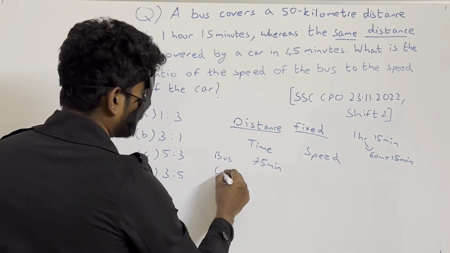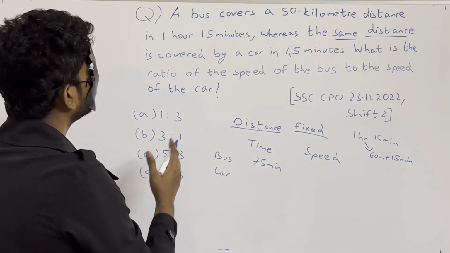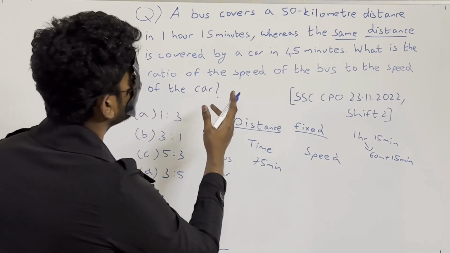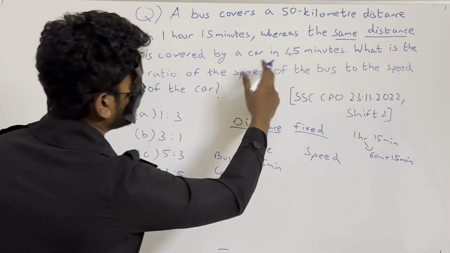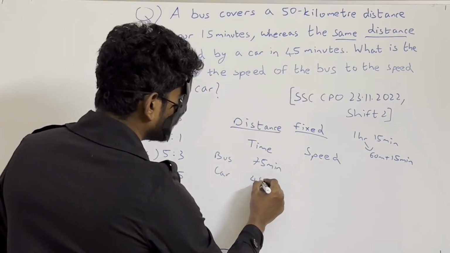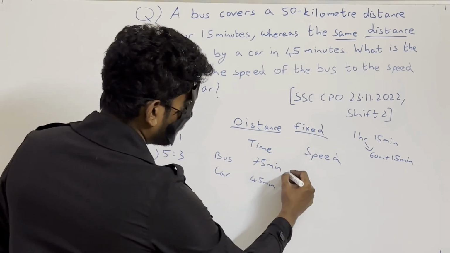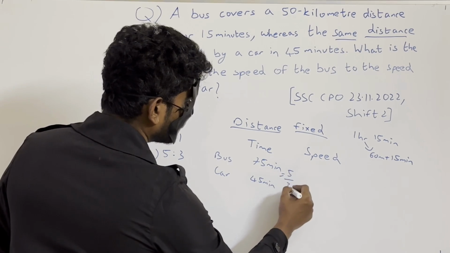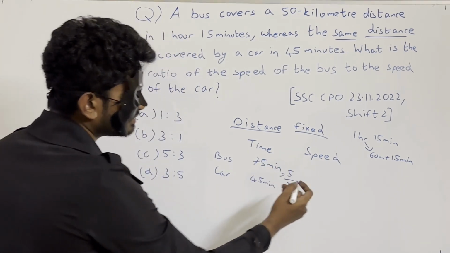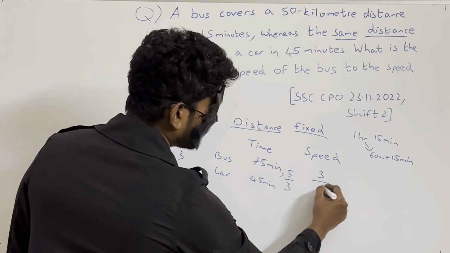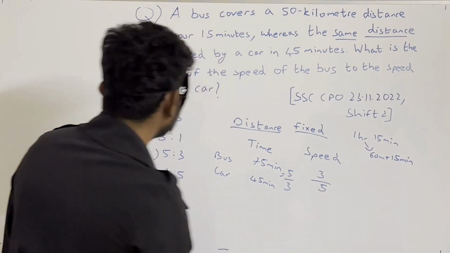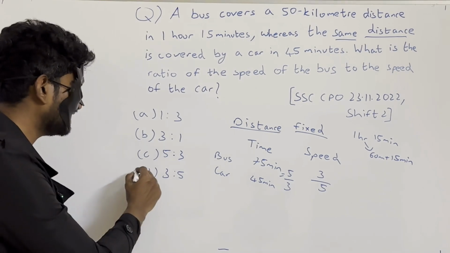By car, it's nothing but 45 minutes. Same distance covered by car in 45 minutes. What is the ratio? 15 5s are 75, 15 3s are 45, so 5:3. So speed will be inversed, right? So speed of bus by speed of car is nothing but 3 by 5, that is 3:5. So option D is right.